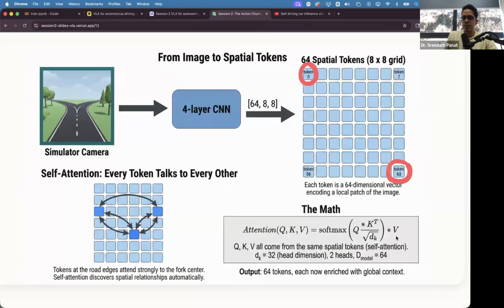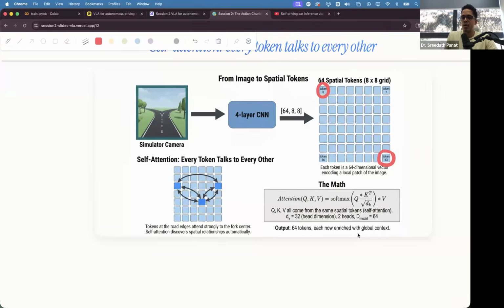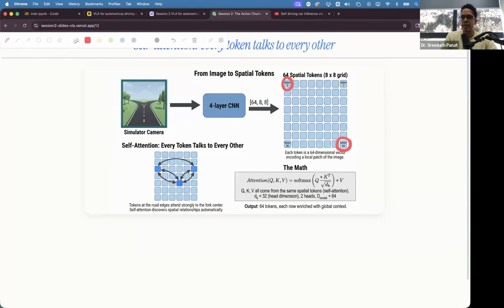that multiplied by values. We'll discuss this in a little bit of detail, how exactly to get an intuition about this formula. I'm expecting you to have already gone through the transformer-based lectures which I had posted. But this is what we are going to do now.